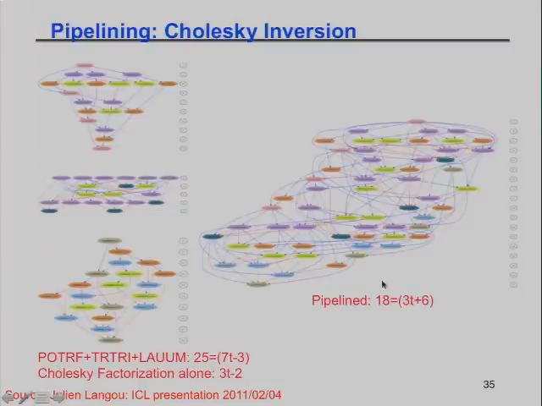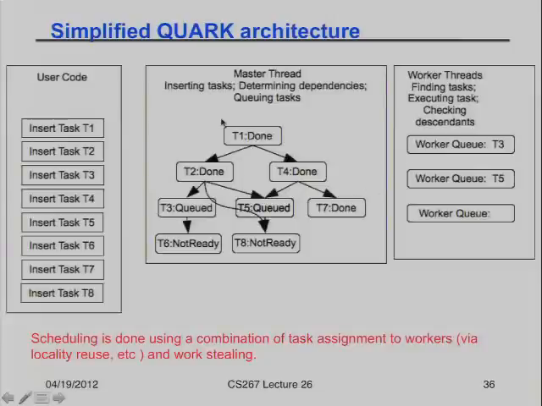Then the length of the critical path drops from 7 times the number of blocks minus 3 down to 3 times the number of blocks plus 6. So the critical path here is of length 18, and this is what you would like to schedule, right? What you'd like is to have all of these subroutines run, have the system create the DAG for you, and have this be what your machine is doing without you having to worry about it. And that is what Quark does.